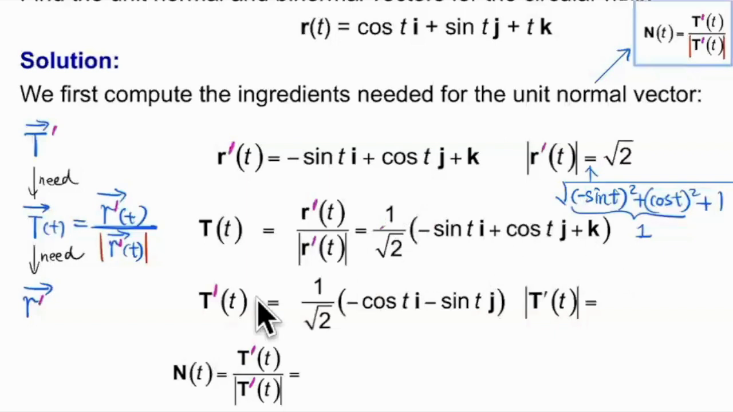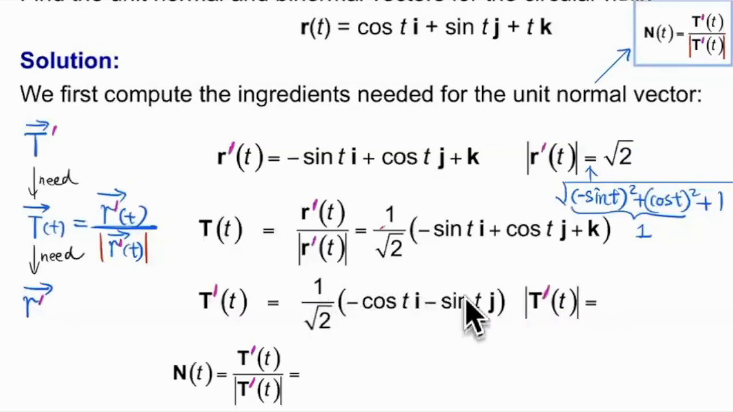Now T prime of t, we're going to differentiate each component of T of t here. Then we will have this one, because the derivative of negative sine t is negative cosine t, the derivative of cosine t is negative sine t, and the derivative of 1 is 0. So this is T prime of t. Once you have this, now look back to this formula. We also need to find the magnitude of T prime, the magnitude of T prime over here.